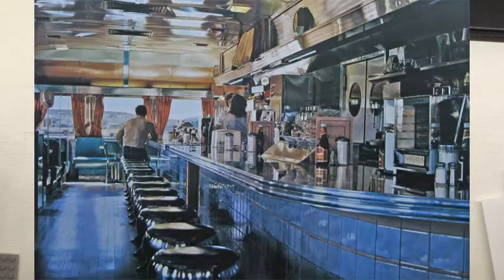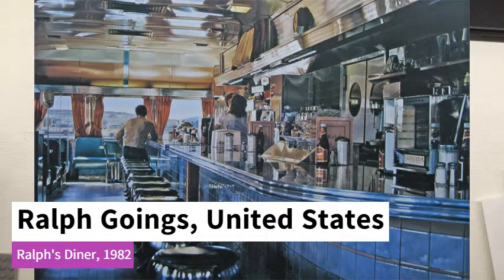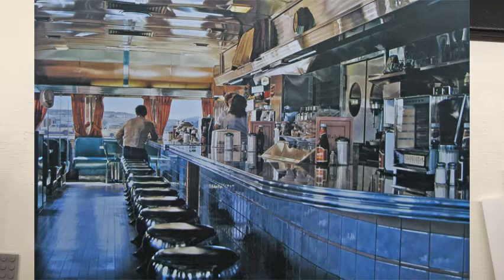This is a painting by Ralph Goings. It was made in the 1980s. This is actually called Ralph's Diner. And if you look at the reflection on all these surfaces, it looks like most everything has a very smooth texture. That chrome that's around the edge of the counter, the leather that's over the seats, the ceiling and the way that it's reflecting the light from the windows all make my eye, as the viewer, feel like there's a lot of smooth surfaces in this diner.